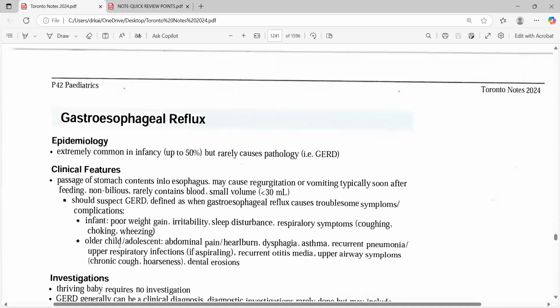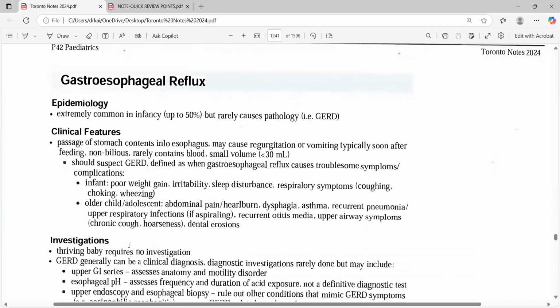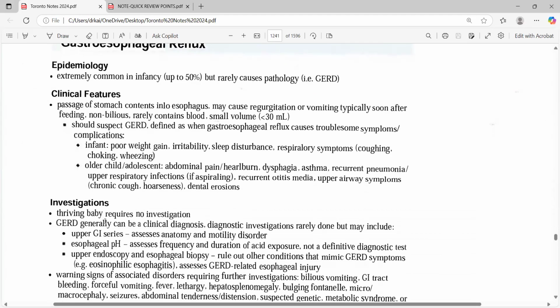Infants are different, and the older child or adolescent presents differently. For investigation, a thriving baby requires no investigation. Then GERD: upper GI series, esophageal pH. Then the upper endoscopy and esophageal biopsy is the one that you do to figure out what's going on.